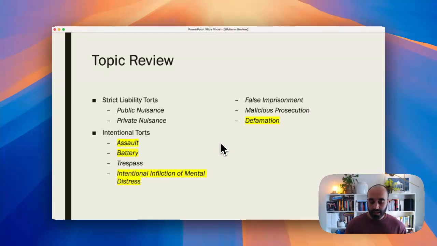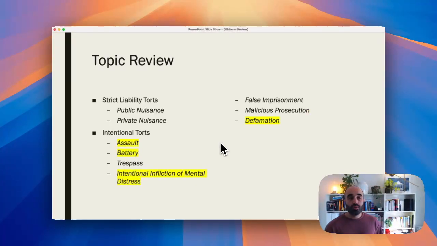Now we're going to do a rapid fire review of everything that we've covered up to now in this course and everything that could possibly be on the midterm exam. These highlights and this list corresponds directly with what was already provided to you in the list that we referenced earlier. So if you recall, we started the course by talking about strict liability torts. These are torts where we don't care about fault, right? It's if you do the action, you are liable.